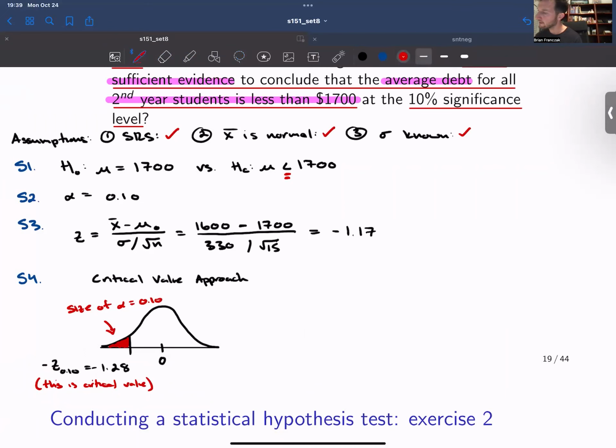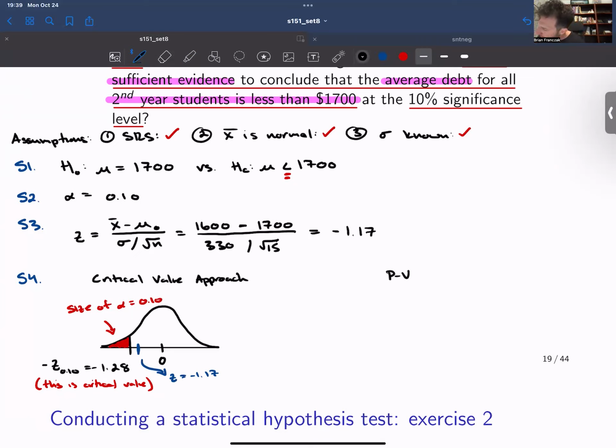If we take our test statistic, which is negative 1.17, and mark that down on the plot, it's going to be, for example, here. So this value here is Z equals negative 1.17. You can see that this value is not in the rejection region. It's outside the rejection region, so this would mean that we do not reject the null. I'll come back to that on step 5, because in step 5 we summarize our decision.